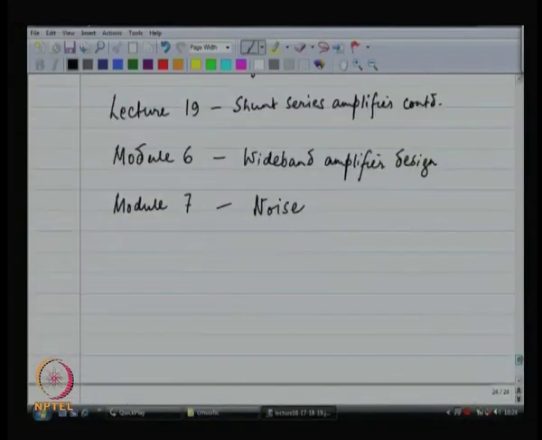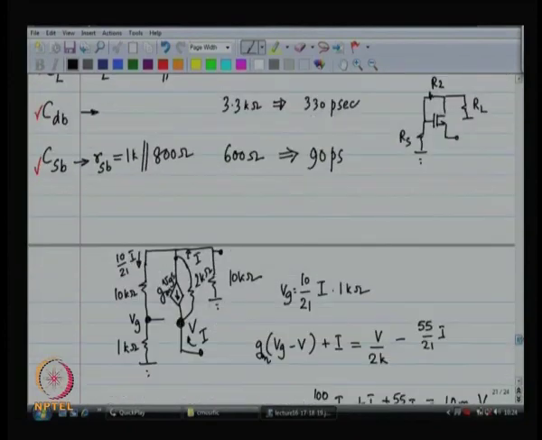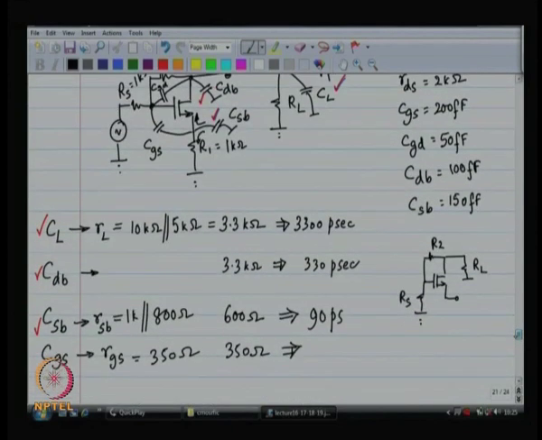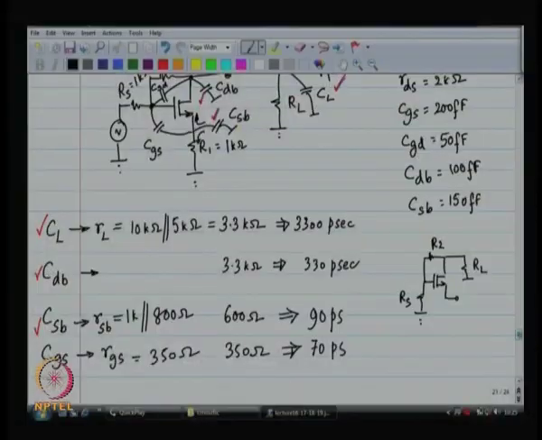So, all these calculations you have got to do carefully. Now, CGS is 200 femtofarads, I have got 350 ohms over there. So, I should be getting something like 350 times 200, so about 70 picoseconds. All right.